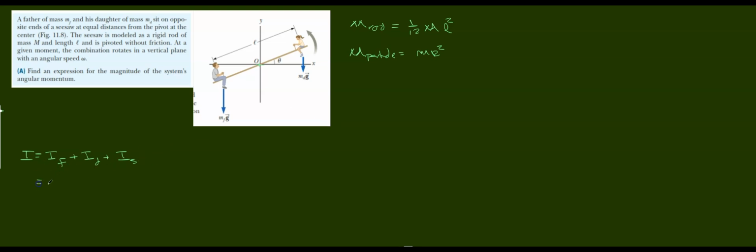For the father, it is going to be the mass of the father times the distance from the center, which is L/2, squared. The moment of inertia of the daughter will be the mass of the daughter times its distance with respect to the pivot, which is half the length, squared. And the moment of inertia of the seesaw is 1/12 times the mass of the seesaw, which we said is M, times its length squared, L squared.